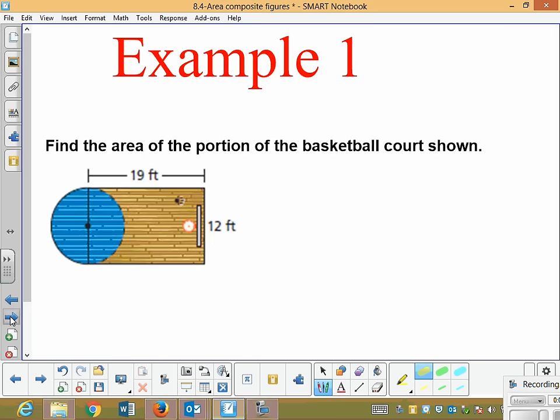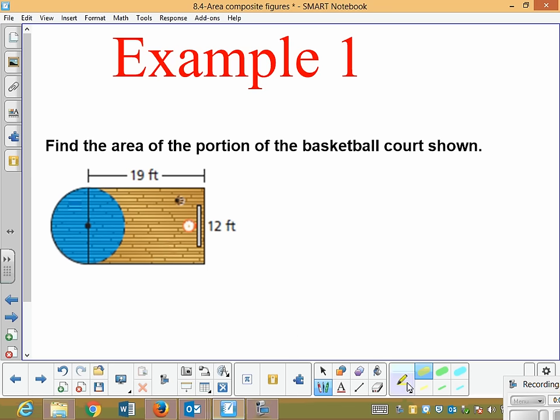All right. So example one, I have here this composite figure. It almost looks like a basketball court. So it looks like it says here, it is a basketball court. Find the area of the portion of the basketball court shown. So that means the whole thing.